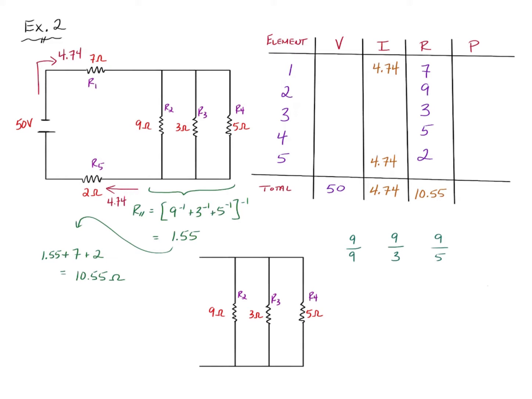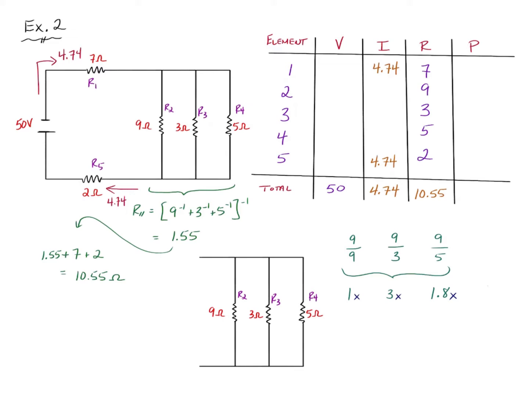So we know that 4.74 amps is going to flow into that section, and we're going to set up our proportions. So 9 over 9 for the first, 9 over 3 for the second, 9 over 5 for the third. We're utilizing 9 since it's the highest resistor. Those come out to ratios of 1, 3, and 1.8 respectively.